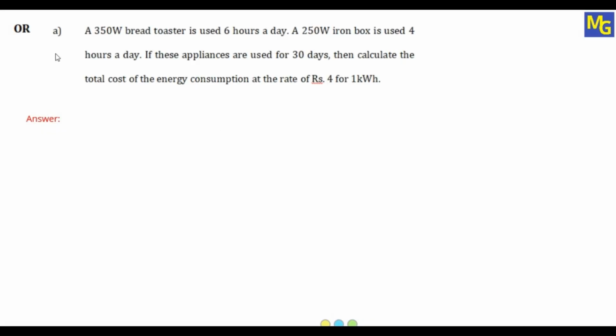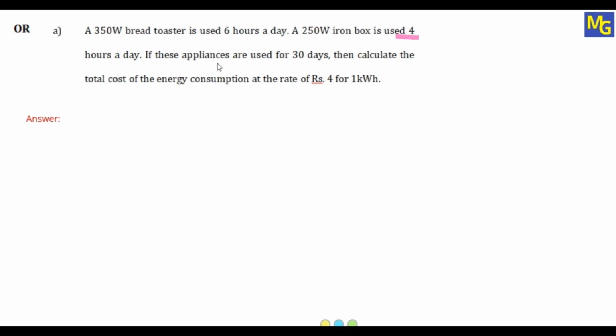So the next OR question is, here again the OR question is divided into A and B. So first we will solve A. A 350 watt bread toaster is used 6 hours a day. A 250 watt iron box is used 4 hours a day. So we have here two appliances, one is toaster and one is iron box. Here they have given the power. Toaster power is 350 watt and iron box power is 250 watt. Toaster is used 6 hours a day and iron box is used 4 hours a day.